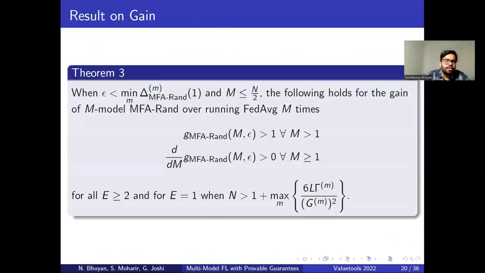Now I'll present the theoretical result we get for gain. For the number of models M less than or equal to half of the number of clients and E greater than or equal to 2, we get that gain is always greater than or equal to 1 and is always increasing with M.